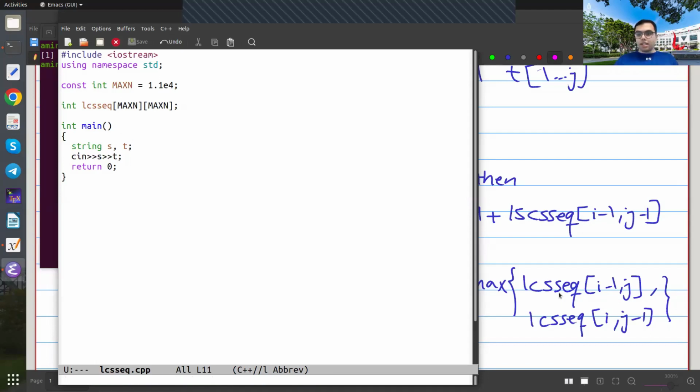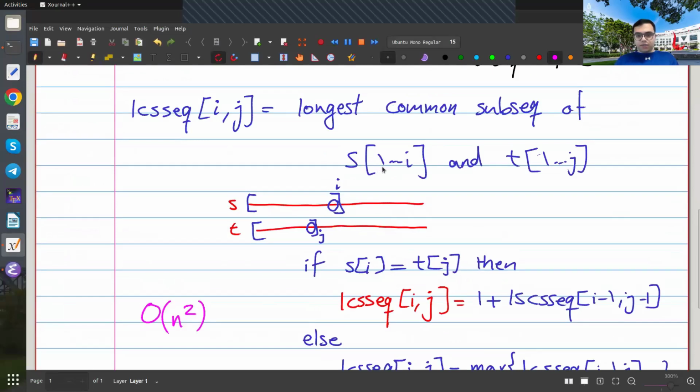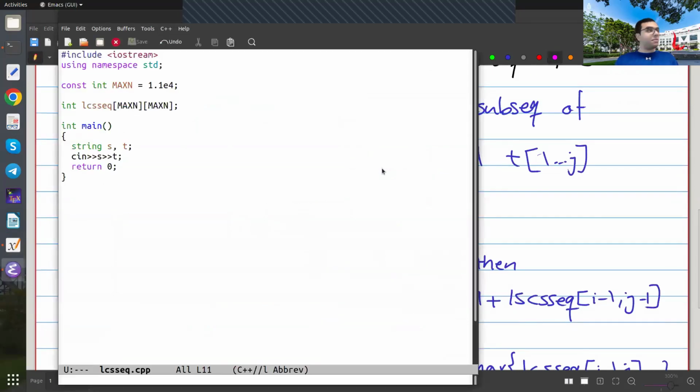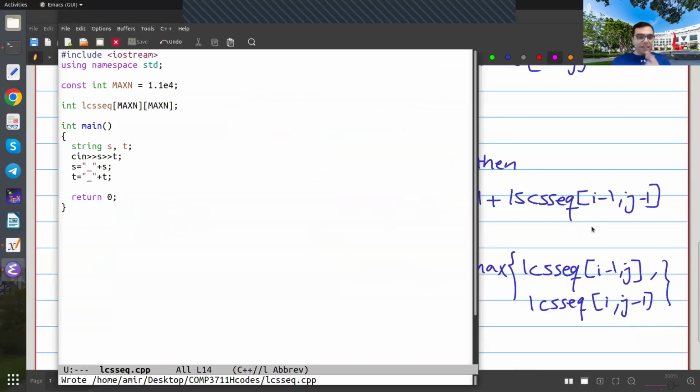Okay. Now, here's the thing. Here I was using indices from 1 to n, but in C++ it's 0 to n minus 1. Just to make them match, I'm going to add some dummy character at the beginning. You don't need to do this. It's just because I want to have the exact same formulas. Okay. Now I'm going to compute these things.